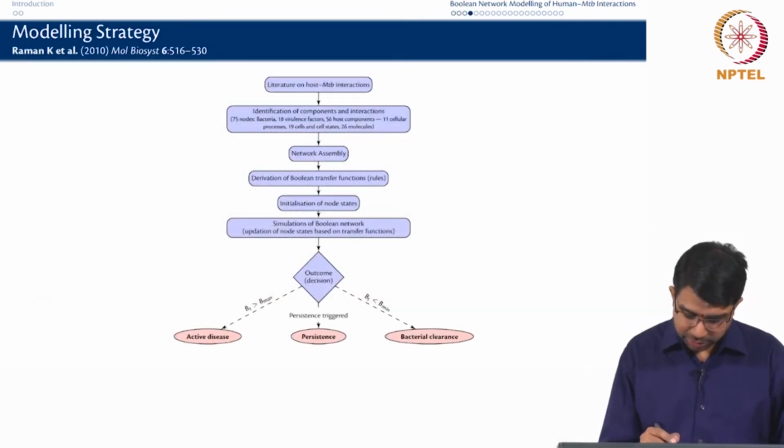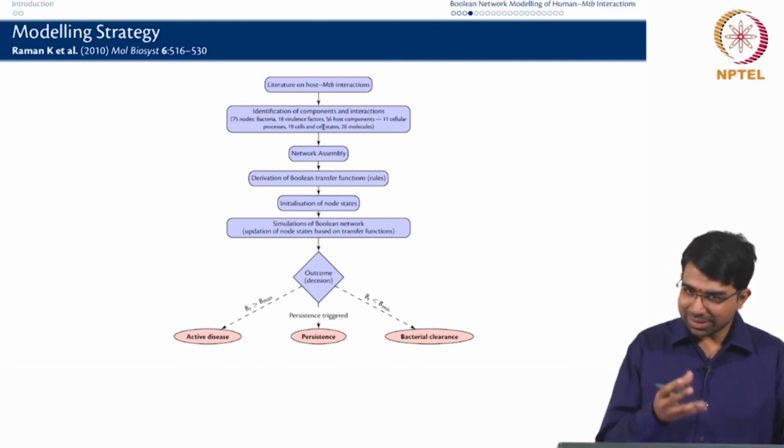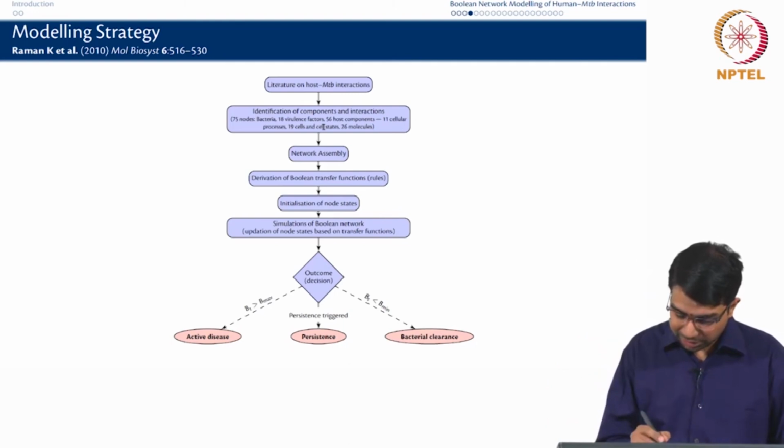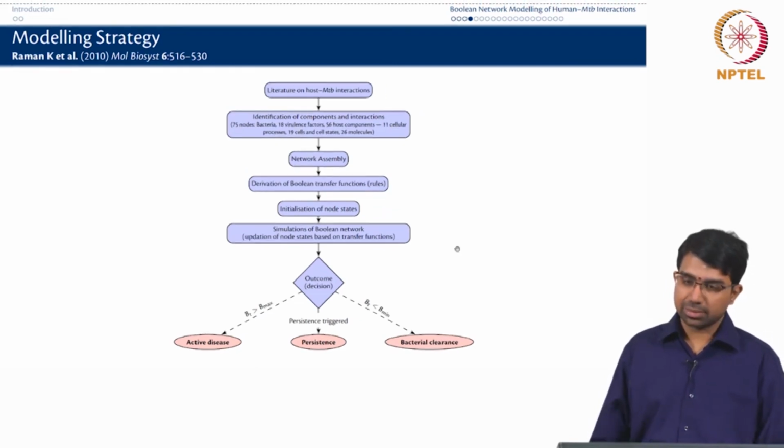There are 75 nodes including bacteria, 18 virulence factors. These are actually from the bacteria, so these are bacterial cell and bacterial molecules inside the bacterial cell. And 56 host components, including 11 cellular processes, 19 cells and cell states, and 26 molecules themselves.